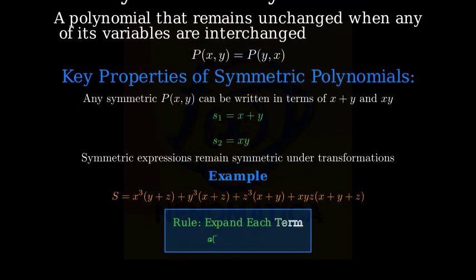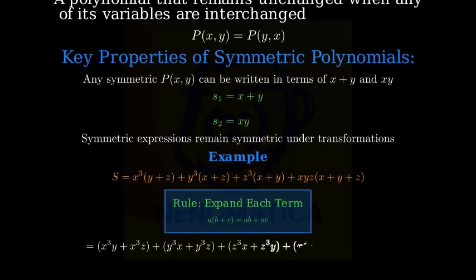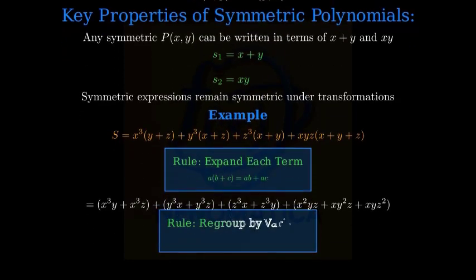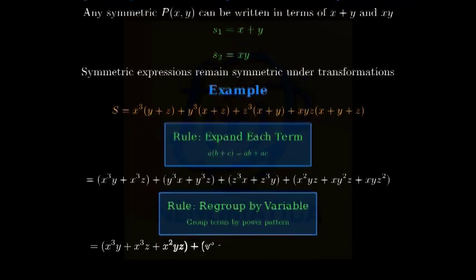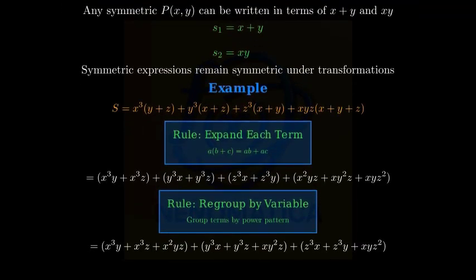We can rewrite this as the sum of x cubed y plus x cubed z, plus y cubed x plus y cubed z, plus z cubed x plus z cubed y, plus x squared yz plus xy squared z plus xyz squared. Now, let's rearrange these terms to group similar structures. We get x cubed y plus x cubed z plus x squared yz, plus y cubed x plus y cubed z plus y squared xz, plus z cubed x plus z cubed y plus xyz squared.